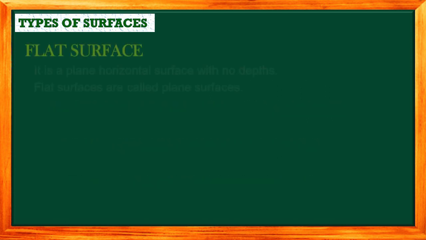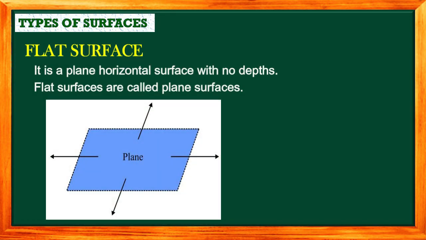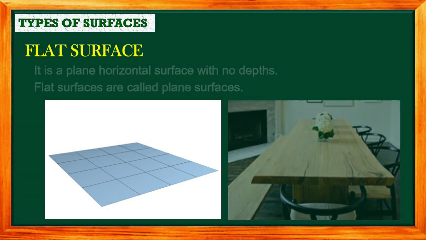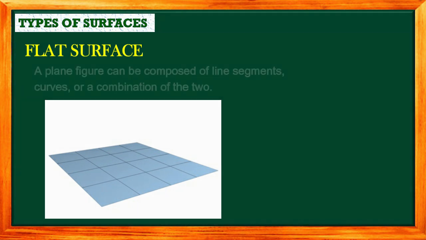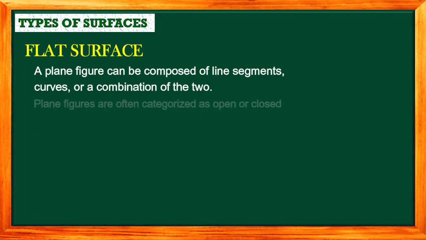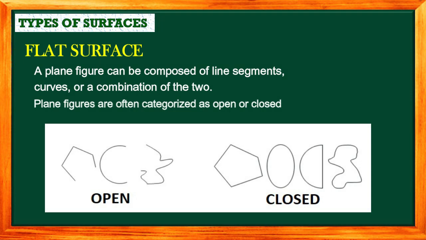Flat surface. It is a plain horizontal surface with no depth. Flat surfaces are called plane surfaces. The objects having plane surfaces are called plane objects. A plane figure can be composed of line segments, curves, or a combination of the two. Plane figures are often categorized as open or closed.